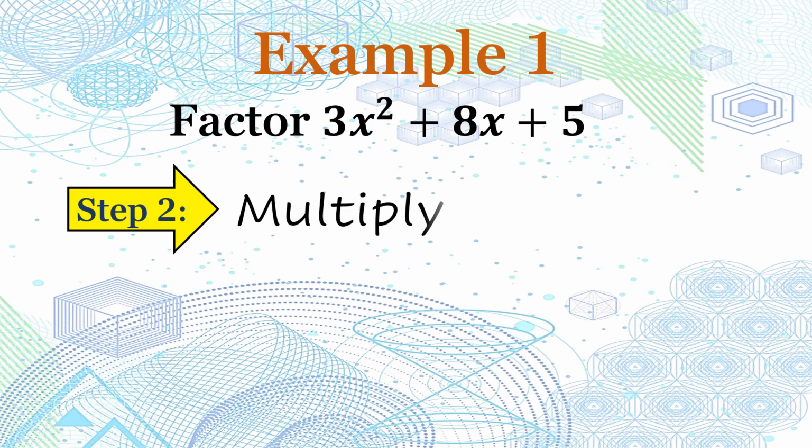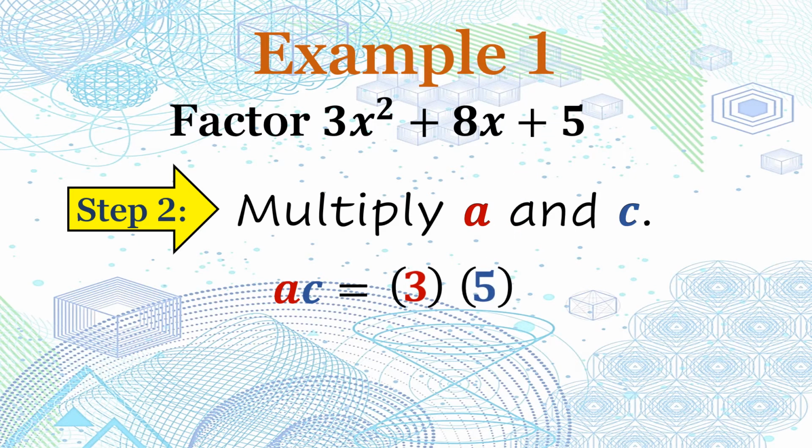Step 2, multiply a and c. Again, a is 3, c is 5. So multiplying a and c, that will be 3 times 5. So AC is equal to 15.